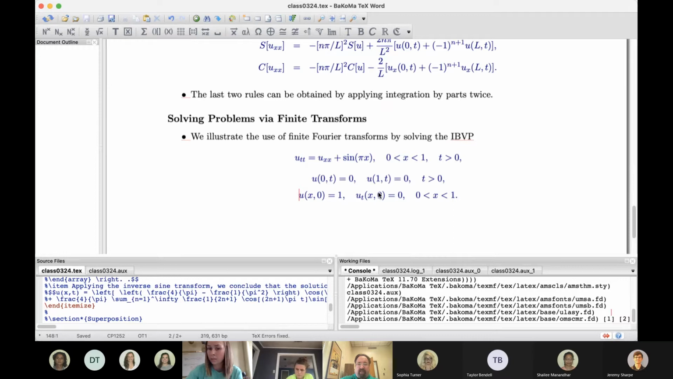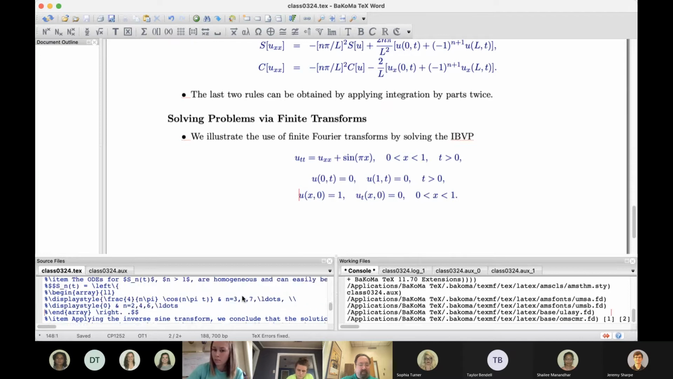I'm sorry if I said heat equation. I don't recall if I did. It's the wave equation, because of the utt. And here we have two initial data, u of x,0 and then the du/dt of x,0.